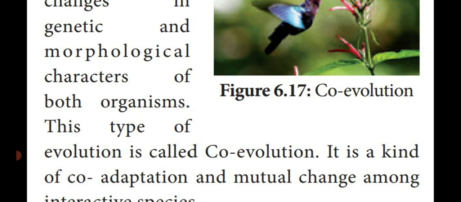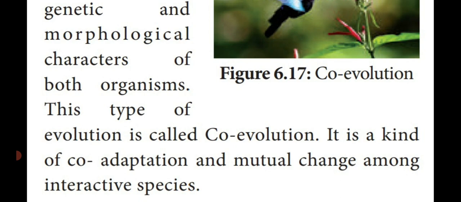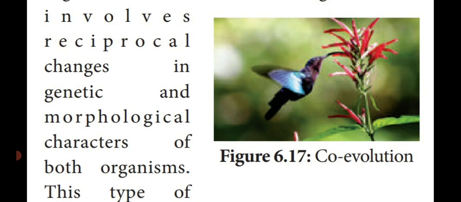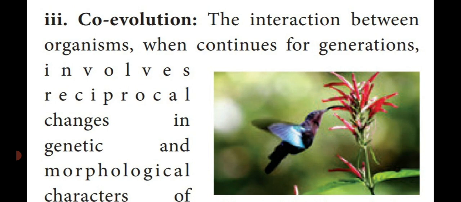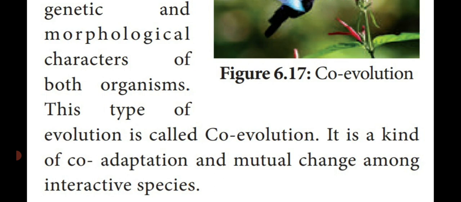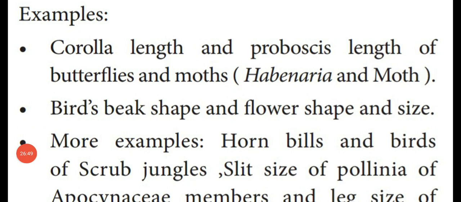This co-evolution is also a kind of adaptation, and mutual change occurs in the interacting species. See the diagram. It is a bird showing co-evolution with the plant. So the interaction between the bird and a plant continues for several generations, showing reciprocal changes in both morphological and genetic character, and is known as co-evolution. Dear students, co-evolution is a book back question. So very, very important, a 3-mark and 5-mark question.